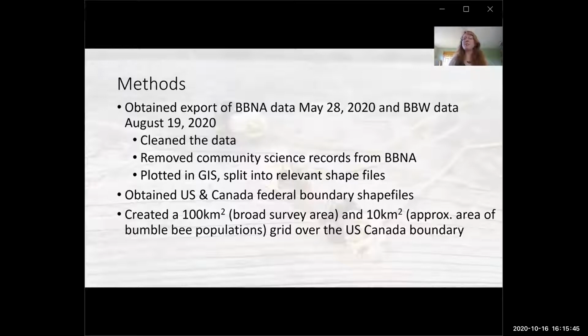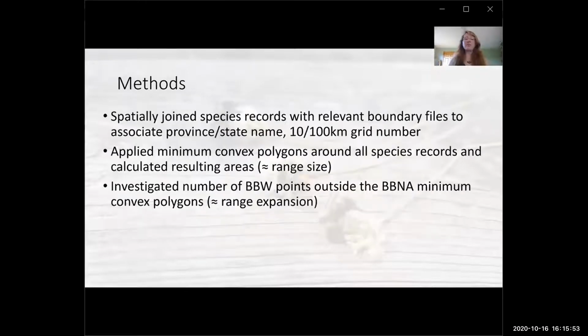And that's approximately what's recommended to use to look at site or population level for bumblebees, as well as a broader survey area. And then I spatially joined the species records with the relevant boundary files to associate the province and state name, as well as the 10 or 100-kilometer square grid number.